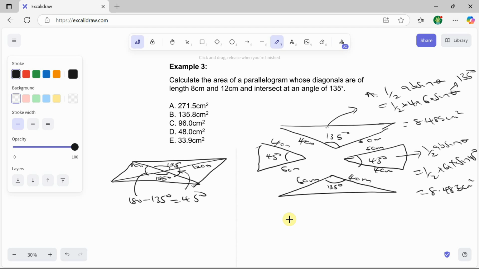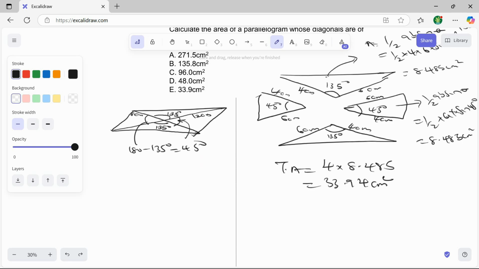So I could just say the total area would be 4 times 8.485. If I multiply this by 4, that will give me 33.94 centimeters squared, which is option E.